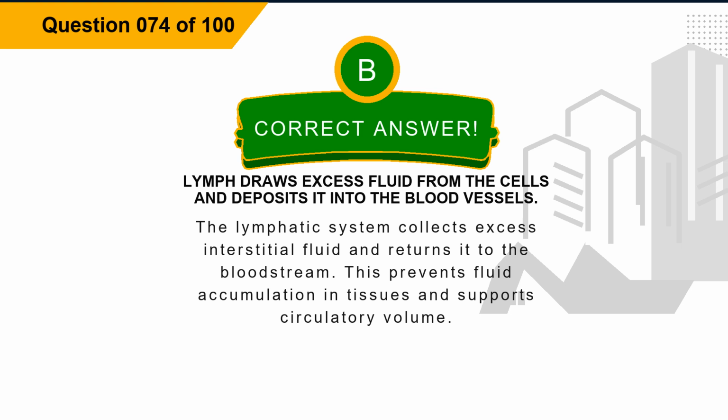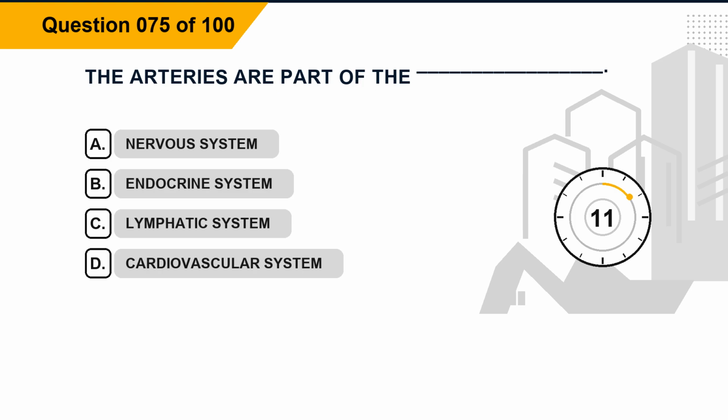Explanation. The lymphatic system collects excess interstitial fluid and returns it to the bloodstream. This prevents fluid accumulation in tissues and supports circulatory volume. Question 75. The arteries are part of the blank.